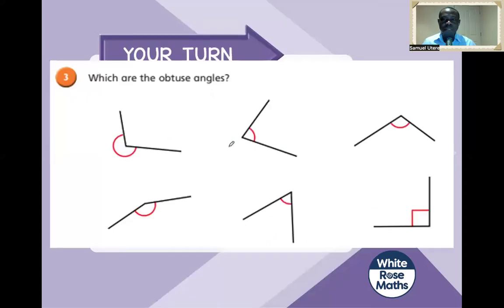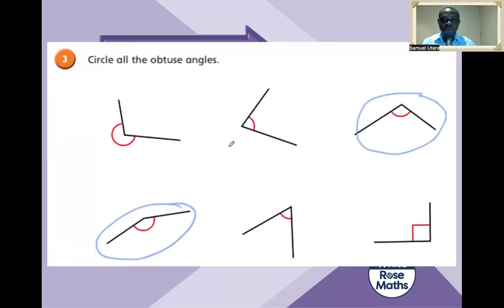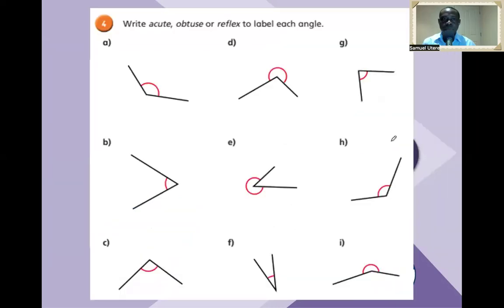Pause the video and answer question 3 in 1 minute. Assuming you've paused the video and you've answered question 3, here are the answers. So these are the obtuse angles. You can see that they are greater than 90 degrees, but they are less than 180 degrees. Pause the video and answer question 4 in 3 minutes.